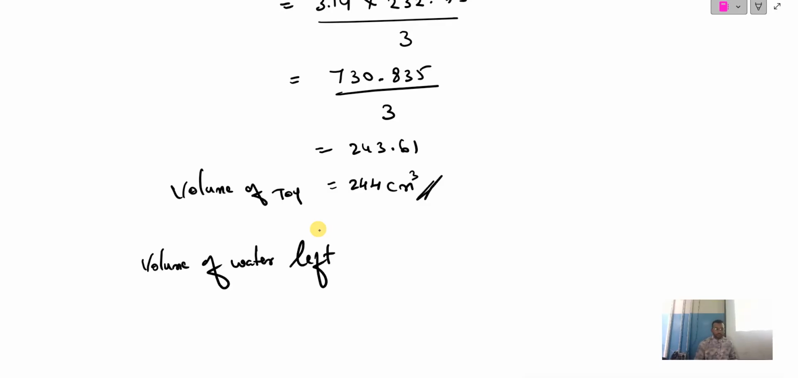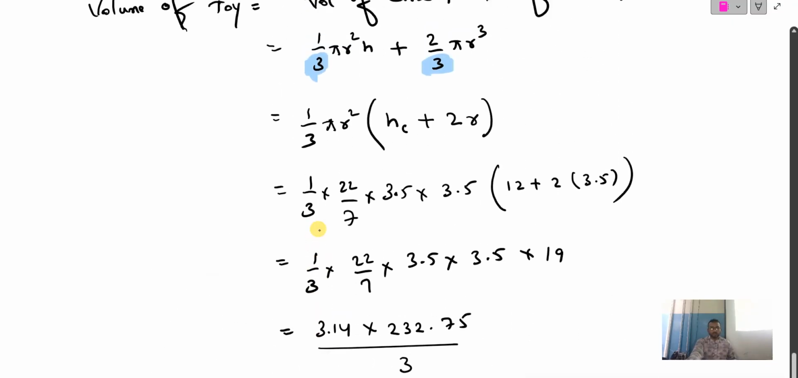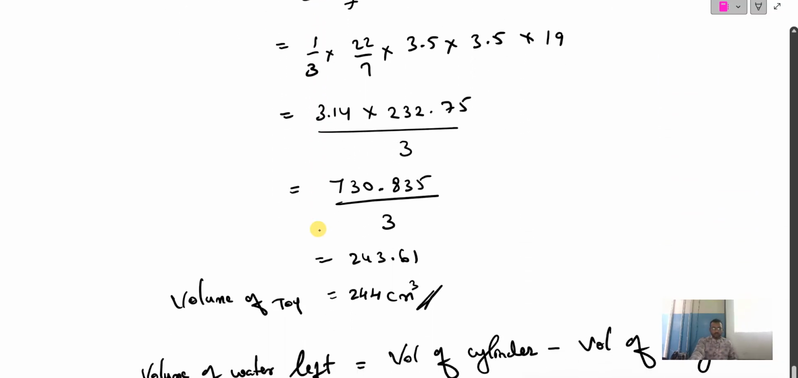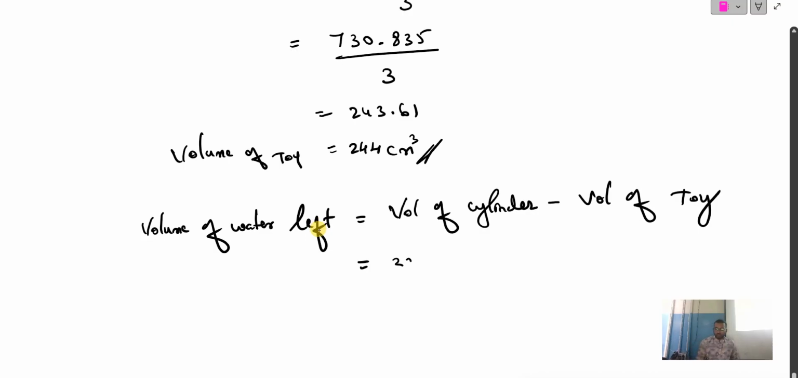Children, this is one of the most important problems. Do not neglect this problem. The chances are high of it being asked in the exam. Now they have asked us to find the volume of water left in the cylinder. So we have calculated. Now also find the total surface area of the toy. Only the toy they are asking, right?